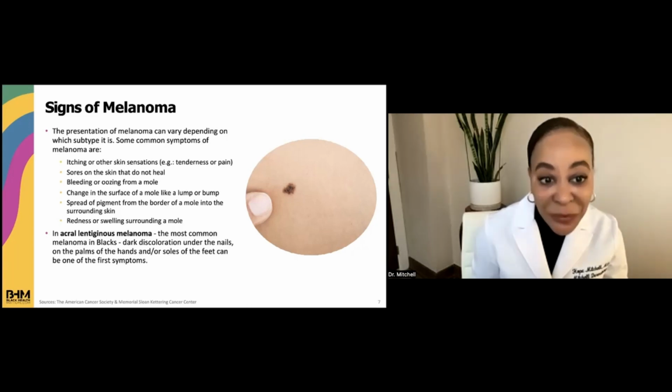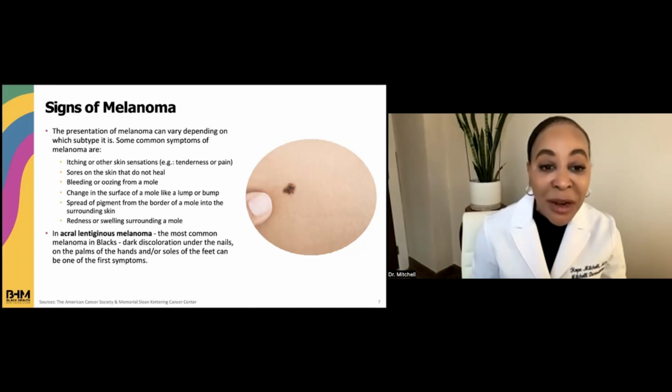Change in the surface of the mole can be a warning sign. The mole can start to appear more raised or more like a bump. And then, of course, an extension of the discoloration or an enlargement of the discoloration. Redness or swelling around the mole can also be a warning sign.